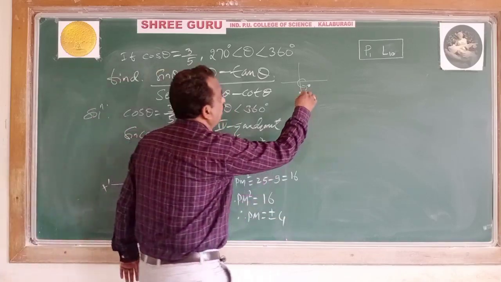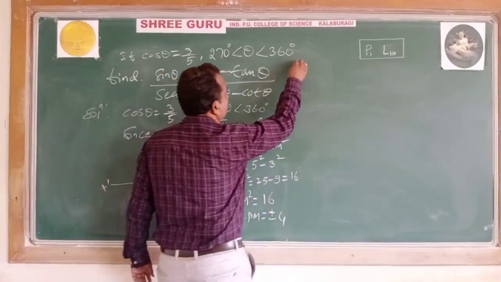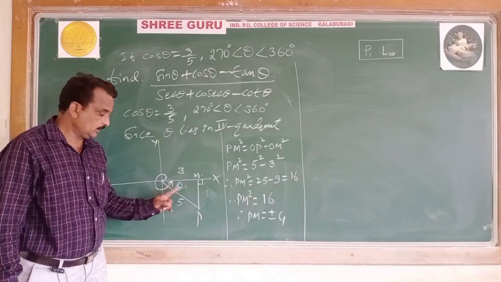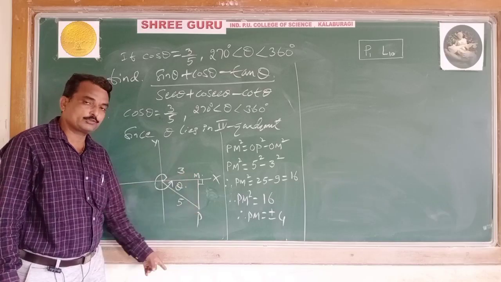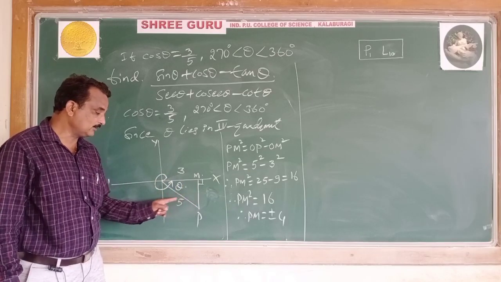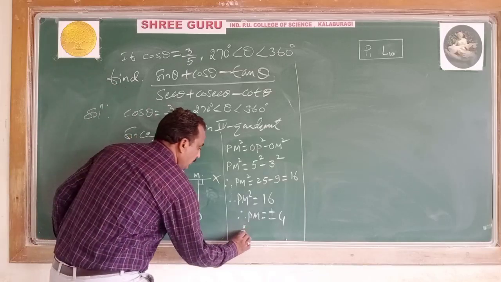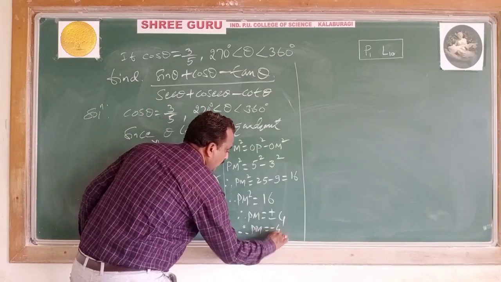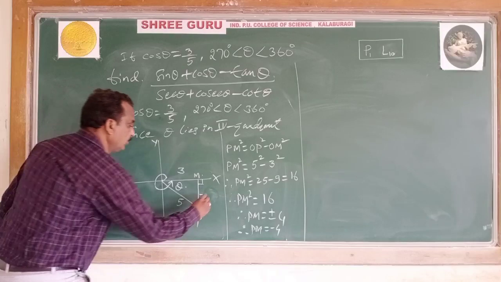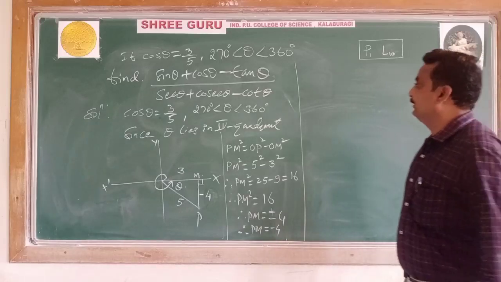Tell me, what value should you take, either plus 4 or minus 4? See in which quadrant the triangle lies. Theta is in the fourth quadrant, and we are calculating the opposite side. That opposite side is parallel to the negative y-axis, so it should be a negative value. Therefore, neglecting positive, PM is equal to minus 4. Is it clear to all of you how to take plus or minus?